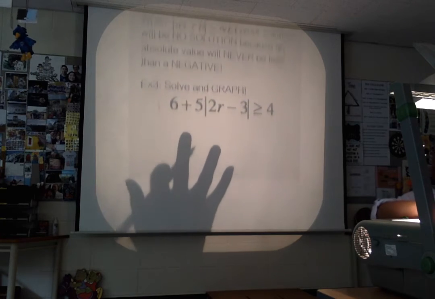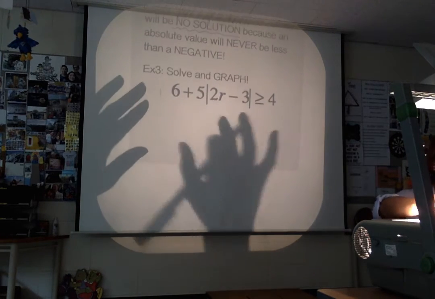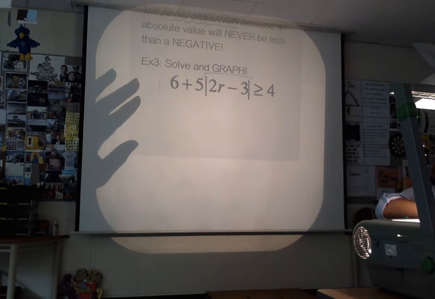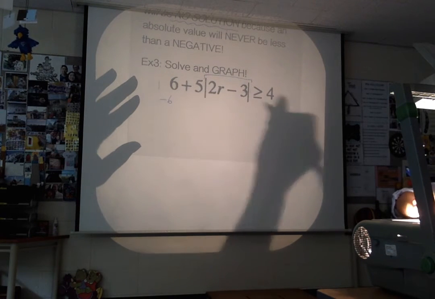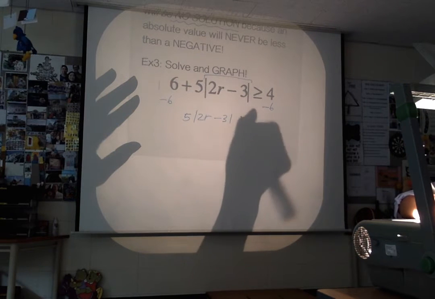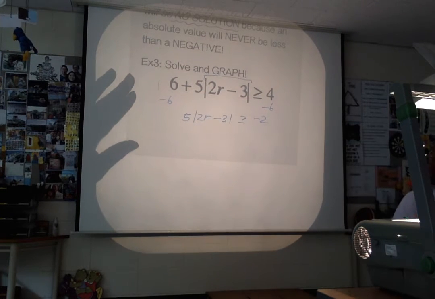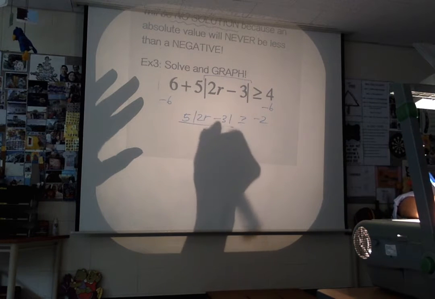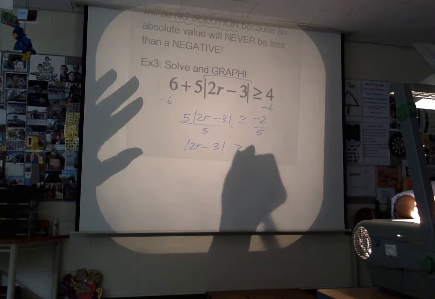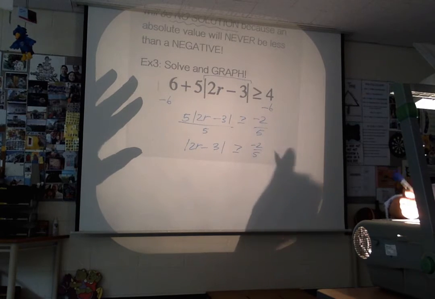So let's actually go here. So make sure you keep that in mind, but let's actually solve this. So first step is to isolate the absolute value portion. So you subtract 6 on both sides, right? So you get 5, absolute value of 2r minus 3 is greater than or equal to negative 2. Looking good, but we got to divide by 5. So absolute value of 2r minus 3 is greater than or equal to negative 2 fifths.